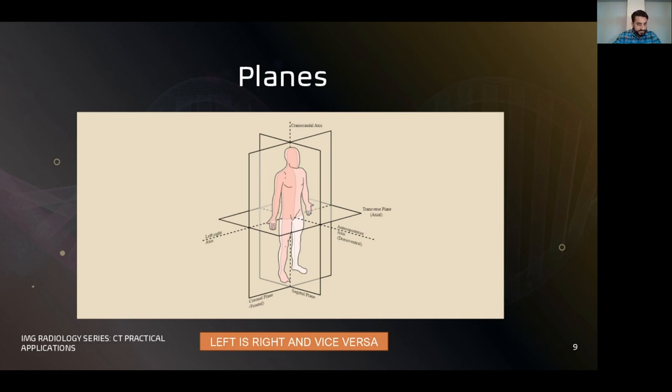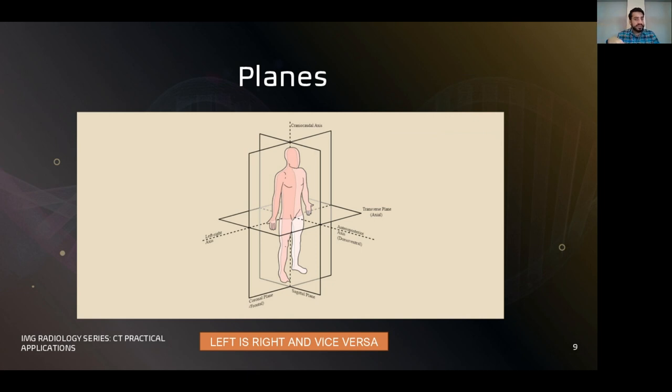So when you get a CT scan, it will allow you to flick between different planes in order to understand what you're looking at, really. And it's important to know that when you're looking at a CT scan, it's as if the patient's feet are facing towards you and their head is facing away. That's a concept that sometimes throws people off. You have to imagine that the feet are facing towards you and the head is facing away from you.